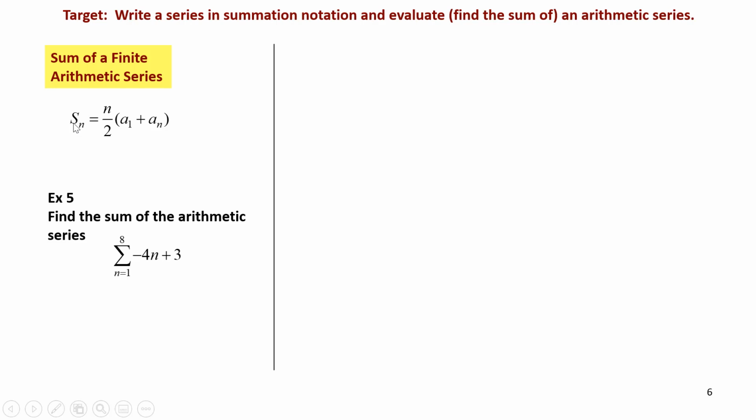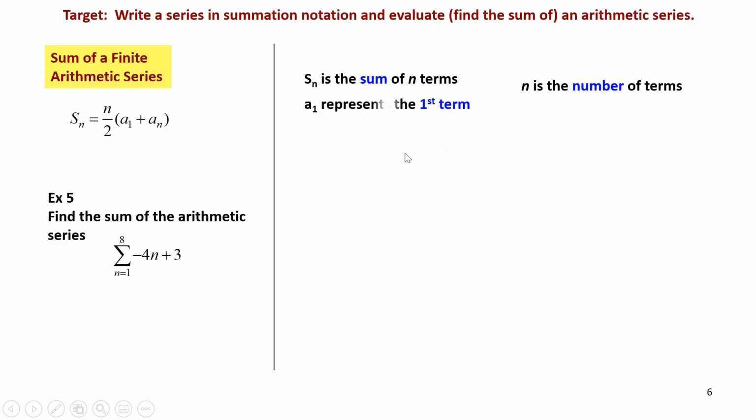So this says S represents the sum. Okay? So S sub n is the sum of n terms. And by the way, this works with odd numbers of terms too. Think about that one. N is the number of terms. Okay? A sub 1, just like before, represents the first term. And A sub n represents your last term.